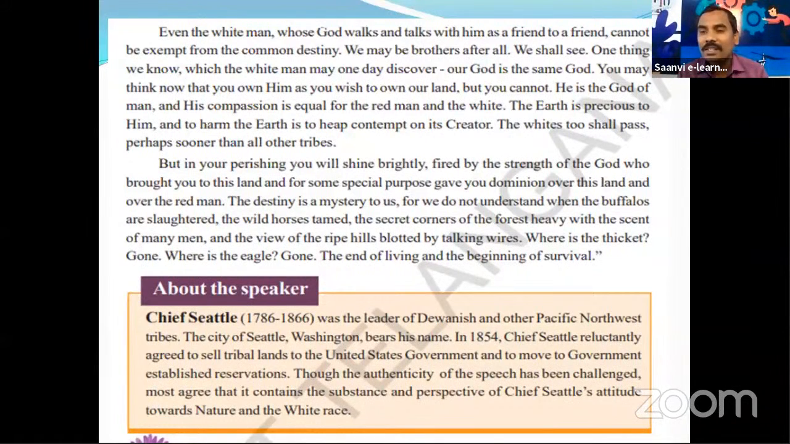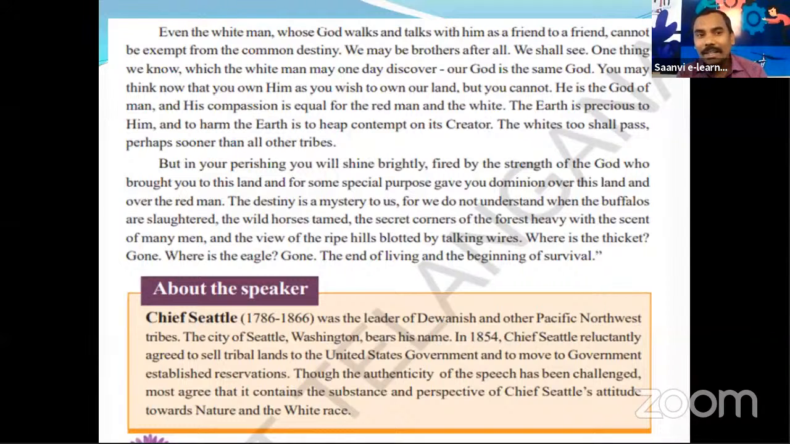There is no disparities. There is no difference. God will treat everybody equal. The earth is precious to him. So the earth is precious to whom? The earth is precious to the God, the creator, the almighty.